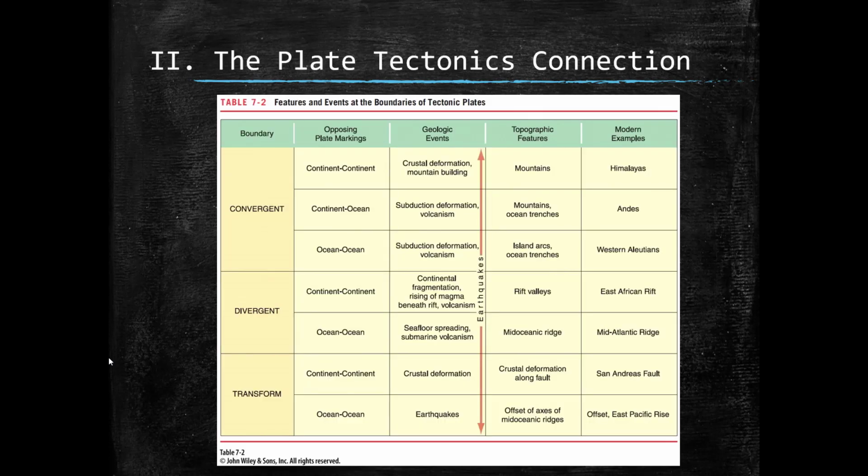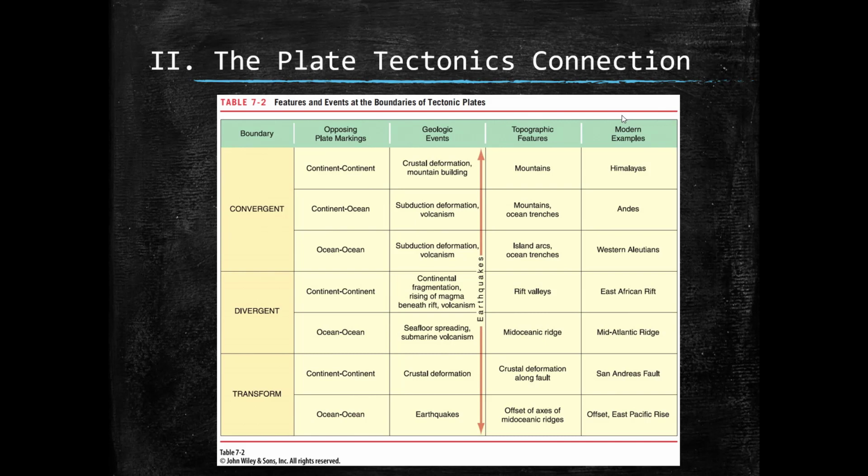It's impossible to talk with any depth about the crust of the Earth without talking about plate tectonics. If this looks familiar, this is an assignment that you did as a review in, I believe, chapter 1 or chapter 2, where you looked over the three types of plate boundaries, how the plates interact at those types of plate boundaries, what events are associated, what features are associated, and what are some modern examples.